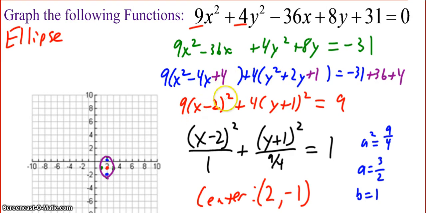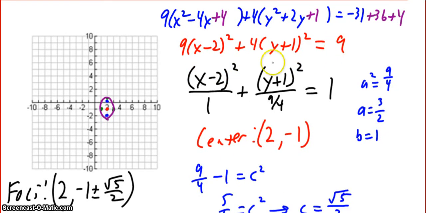Factor, so this becomes (x minus 2) quantity squared. This becomes (y plus 1) quantity squared. Now, when I divide by 9, 9 divided by 9 is 1. When I divide this by 9, I end up with 9/4 in the bottom. What happens is we end up with 4 over 9, but the 4 is still in the numerator, so to write that as just a denominator, we have to write it as 9/4.